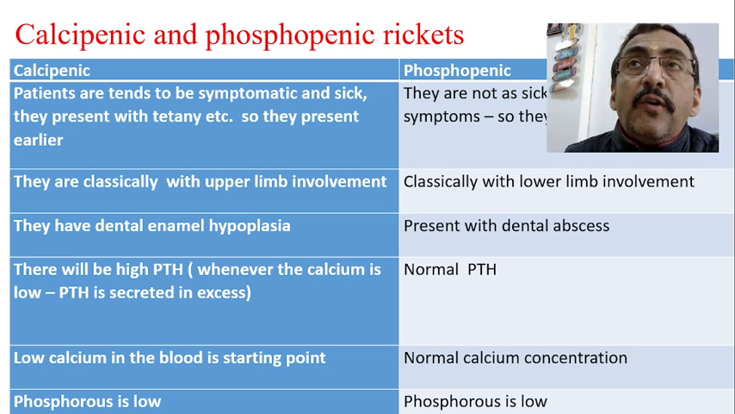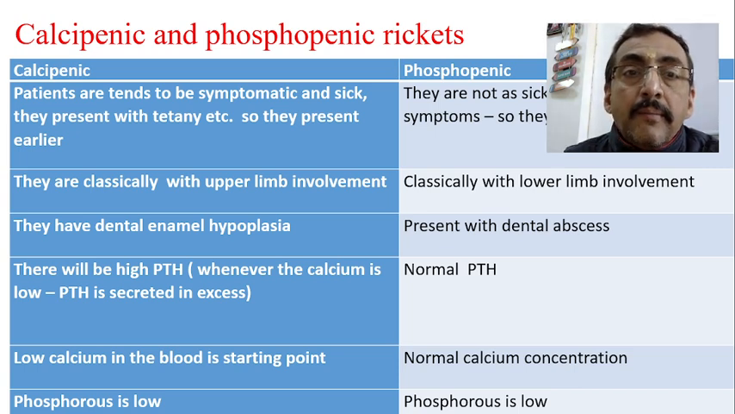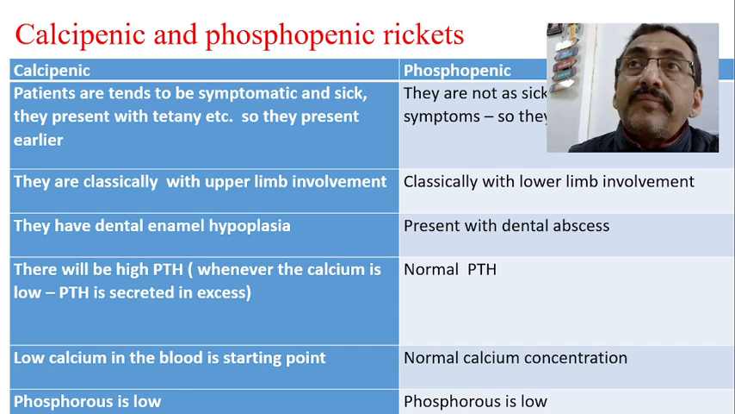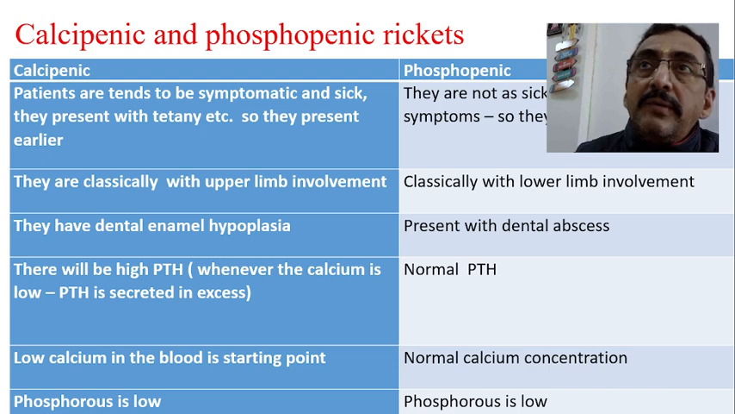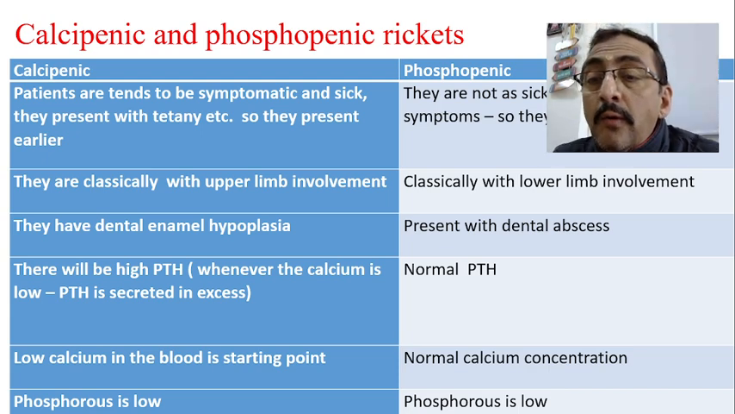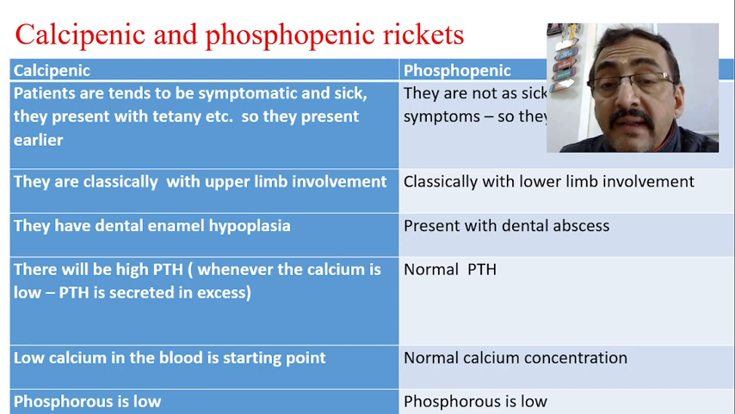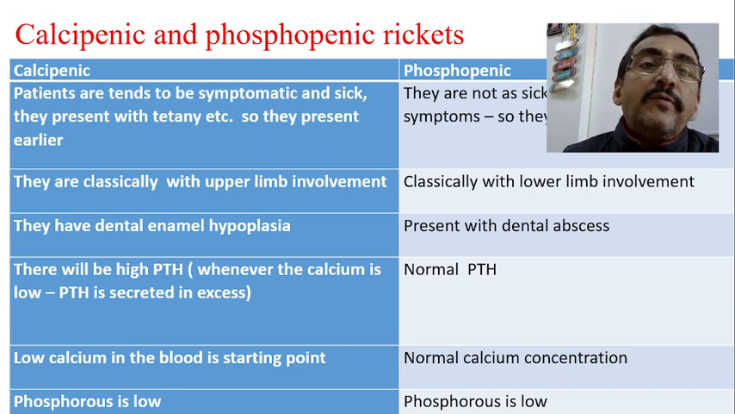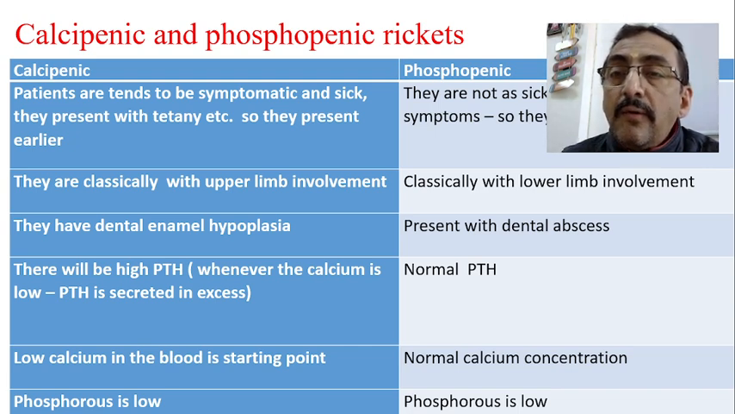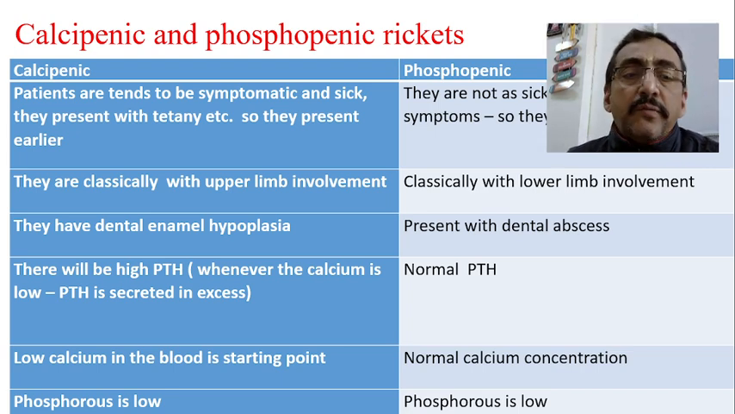But in phosphopenic rickets, it is not like that. It will be normal because PTH itself is a phosphorus-wasting hormone, isn't it? So this will not happen in phosphopenic rickets because phosphorus is already low. So why would PTH be secreted? Okay. Now, low calcium in the blood will be there at the starting point in calciopenic rickets, but normal calcium concentration will be there in phosphopenic rickets. Phosphorus is very low. Obviously, when the calcium is low, phosphorus is also low in calciopenic rickets. Even in phosphopenic rickets, the phosphorus is anyway low.